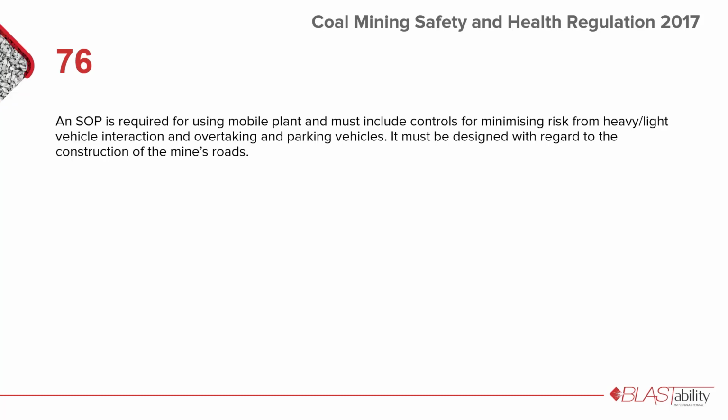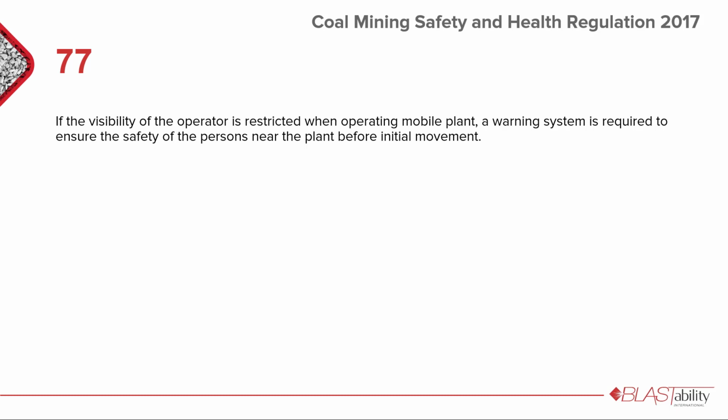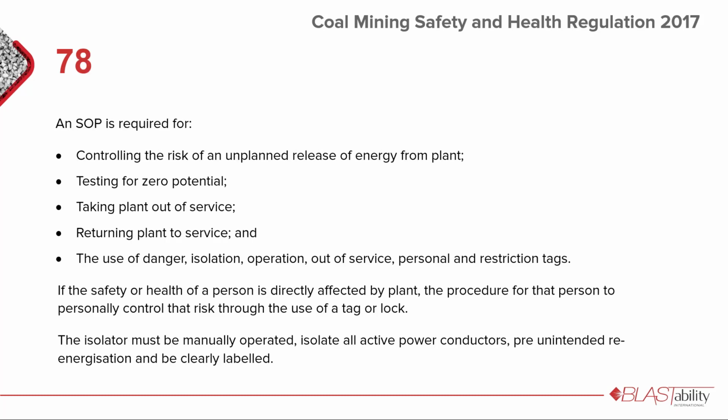76. An SOP is required for using mobile plant and must include controls for minimizing risk from heavy light vehicle interaction and overtaking and parking vehicles. It must be designed with regard to the construction of the mine's roads. 77. If the visibility of the operator is restricted when operating mobile plant, a warning system is required to ensure the safety of the persons near the plant before initial movement.